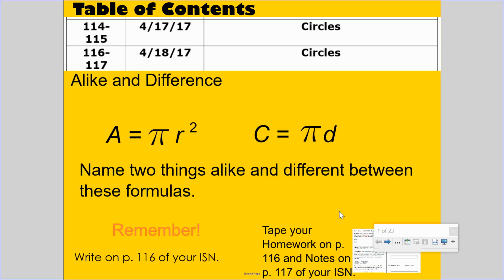What else makes it different? What do they have alike? They both have to use pi in order to answer it. What else do they share alike? They're both about circles. It deals with circles. What makes them different? One needs to figure out the radius, while the other needs to figure out the diameter.